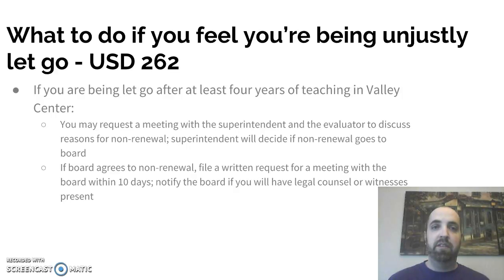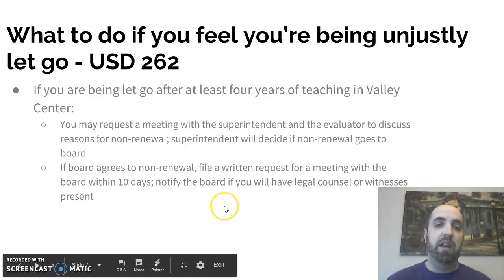After this meeting where you've discussed these reasons, the superintendent will make the final call on if that non-renewal will go on to the school board. If the non-renewal does go to the school board and the board agrees that yes, we're going to go through with this non-renewal, then you would need to file a written request with the school board within 10 days. You need to notify the board in this request if you plan to have legal counsel or witnesses who will be present at a meeting with them.